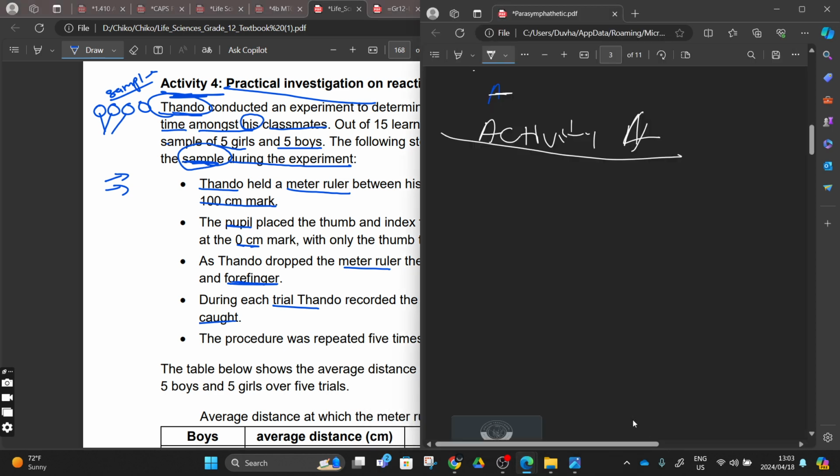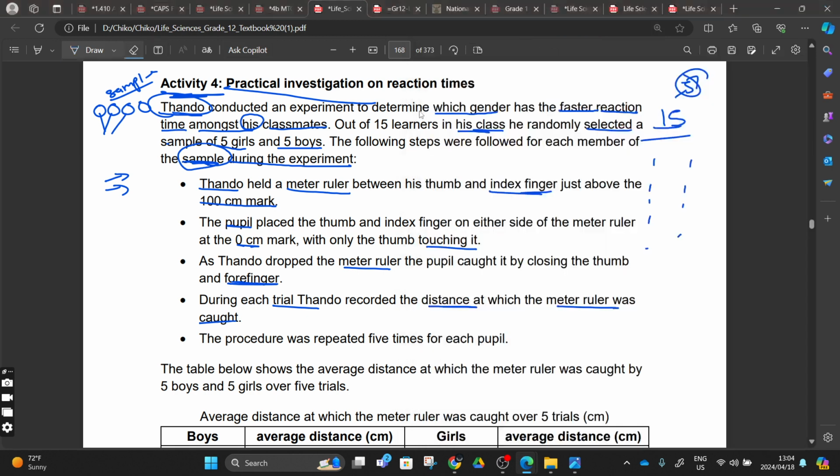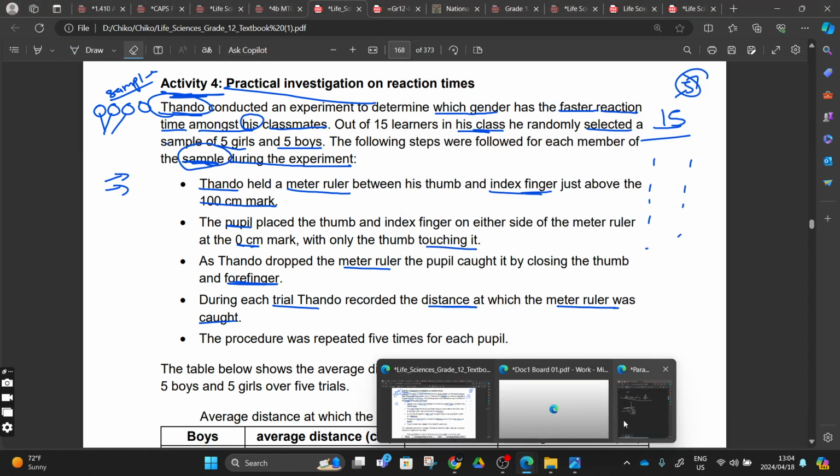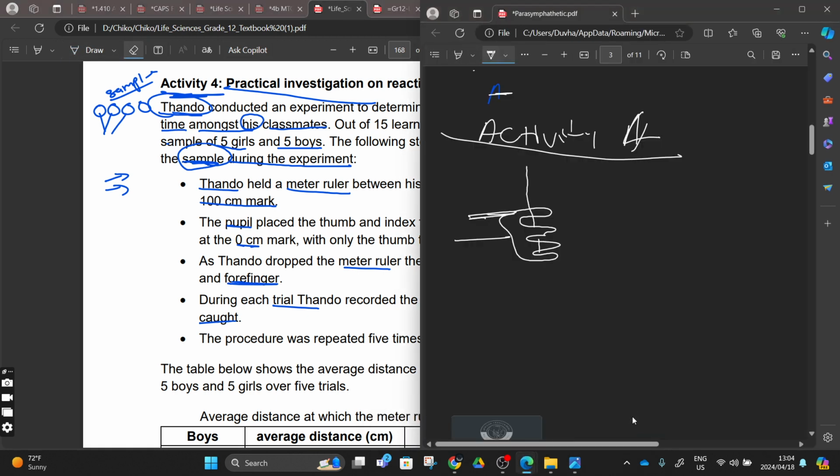His experiment will be like this. This is my drawing. This will be our thumb here, and this will be our pointing finger, and these will be our fingers here. So this will be a U, right? This will be the 5 students waiting to catch this ruler. And then they're saying the ruler was like this, touching the 0 mark.